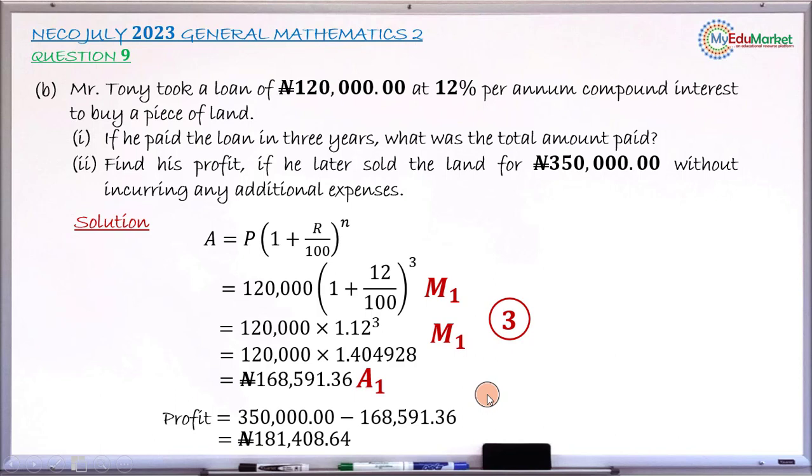For Roman 2, the marking scheme is this. You have the very first mark for the subtraction of the cost from the selling price. You have this method 1 mark. And when you do the subtraction correctly and have the answer 181,408 naira 64 kobo exactly, you have this accuracy 1 mark. So Roman 2 has 2 good marks.